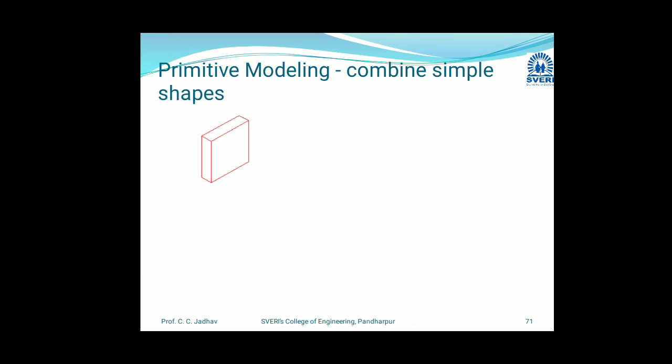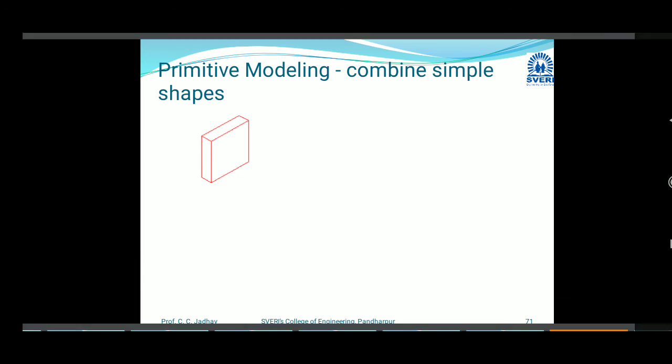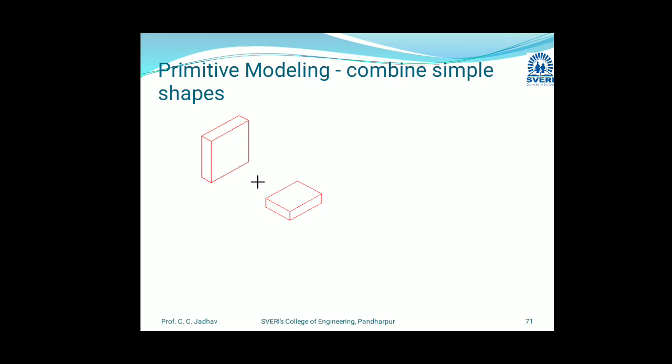Now you can see the next point, that is primitive modeling, which combines simple shapes. Now you can see we are just adding two objects into one object, then we are subtracting a third object from that one, and then we will get a final object. That is called primitive modeling.